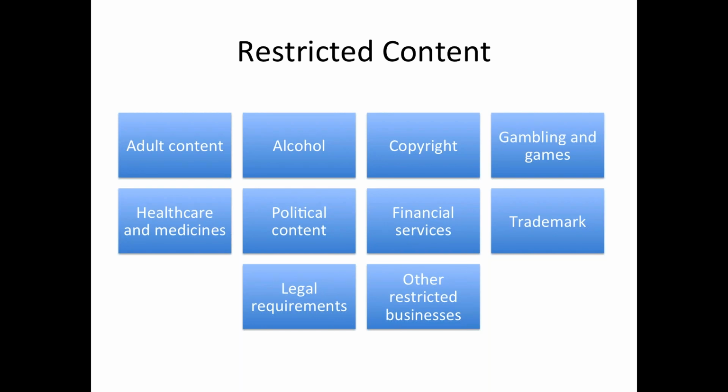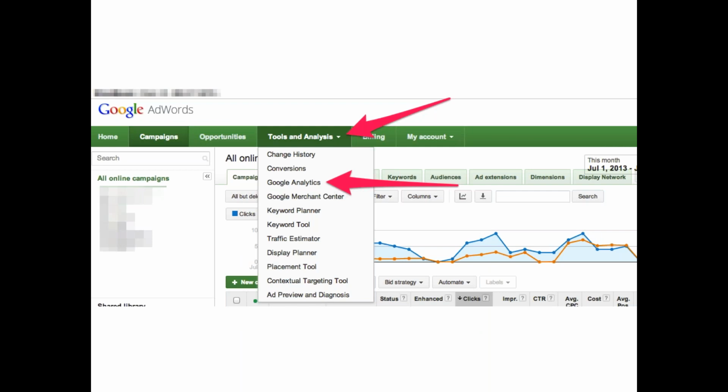Ads that imply copyright, gambling, healthcare, political content, financial services, trademark, legal requirements, and other restricted businesses are classified under restricted content and therefore have to be screened first.